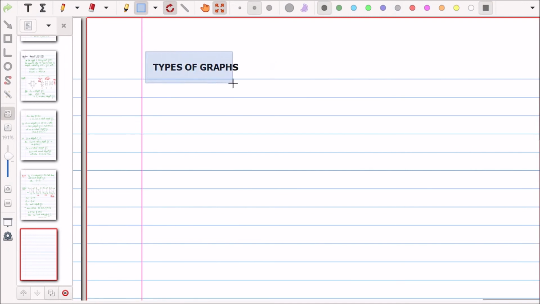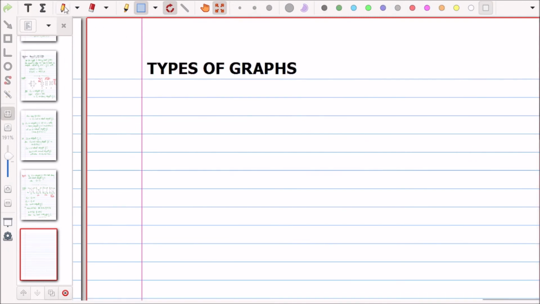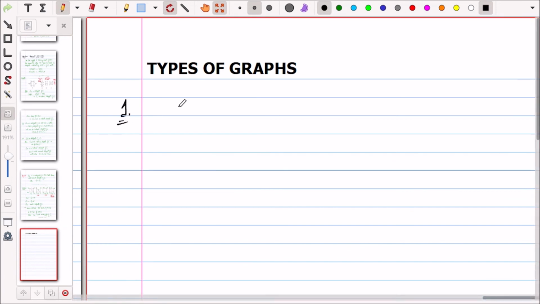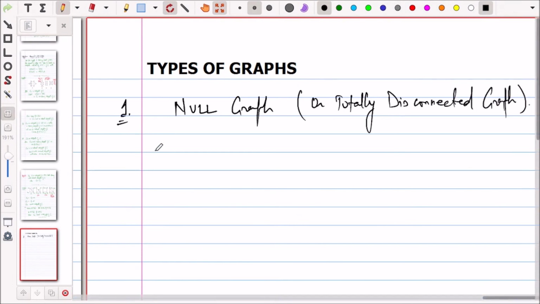So थोड़े आज देख लेंगे, and then we will see some more graphs in our next few classes. So first is null graph or totally disconnected graph. ठीक है, so graph is said to be a null graph.